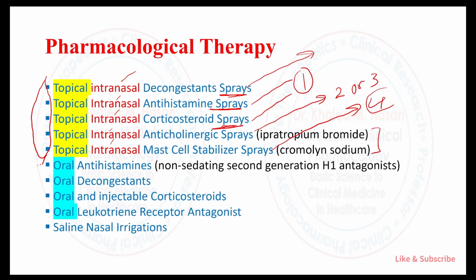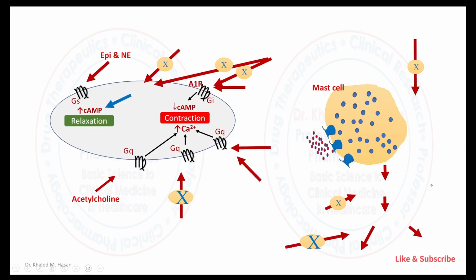For oral or systemic, we can go with an oral antihistamine. We have an oral decongestant. For cortisone, we have oral and injectable, depending on the severity of the case. Then we have oral loratadine, and the last one is saline nasal irrigation. So we have several approaches here for the situation. Okay, so this slide demonstrates the clinical pharmacology approach to allergic rhinitis.